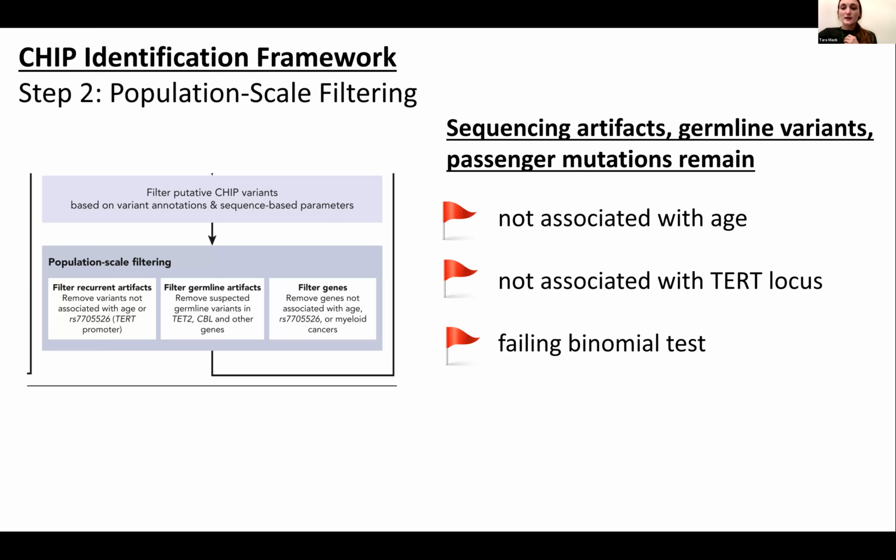We also look for associations with known CHIP loci, so things that we know predispose individuals to CHIP. If we see association there, that is a good sign that it's a real CHIP variant, as well as we perform binomial tests, which can tell us whether something is a germline variant. Binomial tests will just tell us whether it occurs at that 50-50 threshold, which would be a heterozygous variant. But if it differs from that, that is more likely a CHIP variant.